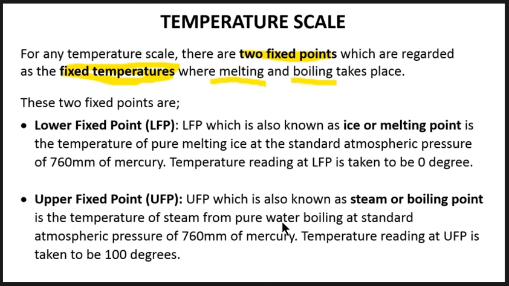meaning that water boils at this temperature, and it does that at a standard atmospheric pressure of 760 millimeter of mercury. Okay, and the temperature reading at this very given point is 100 degrees. So temperature is taken as 100 degrees at this given point. So we need to take note of these two fixed points.